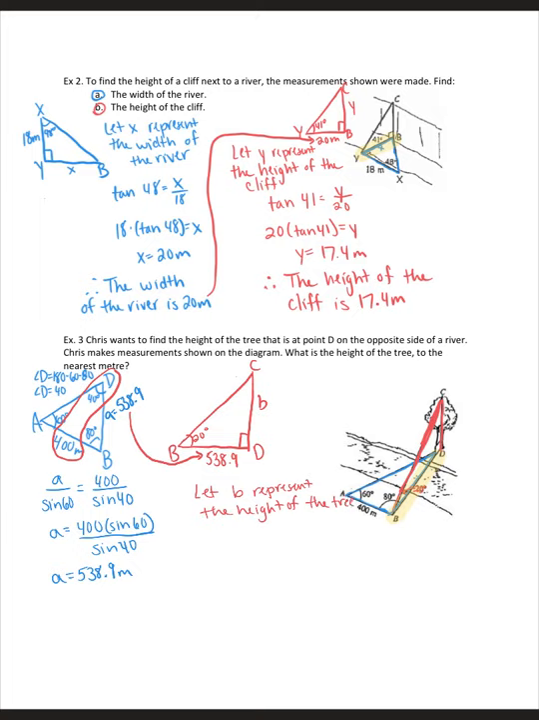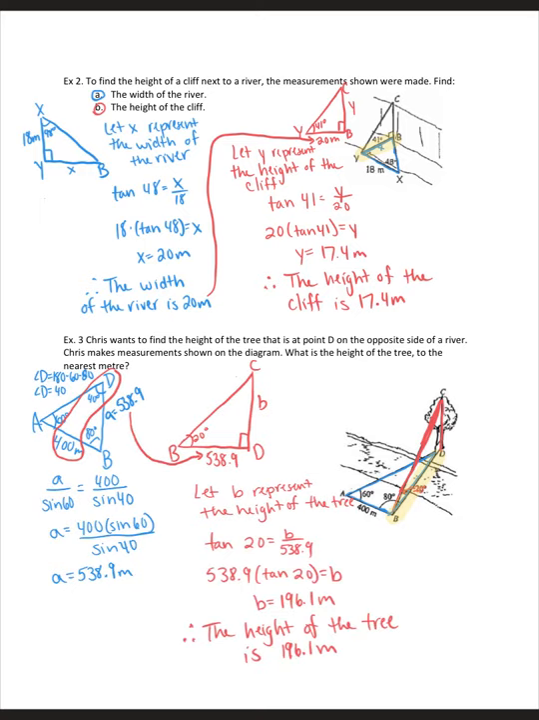Okay, go ahead and pause this video again and work through that solution of finding what the height of the tree is. Okay, so there's your solution for the height of the tree. We should have used our tangent ratio again because we were working with our opposite and our adjacent side, and we would have found that the height was 196.1. Let's look at one more word problem.